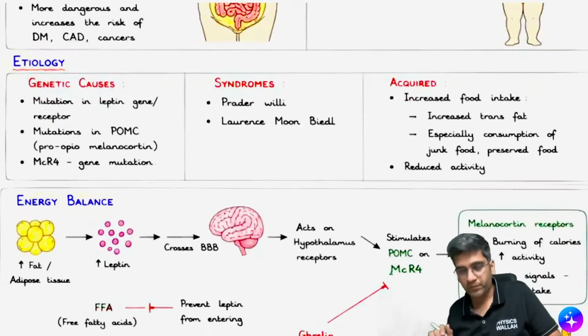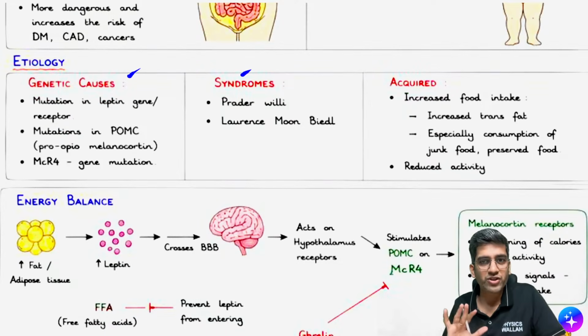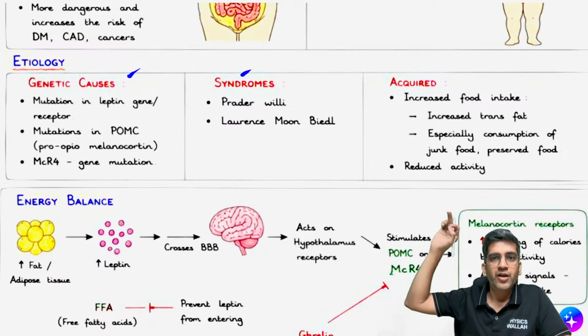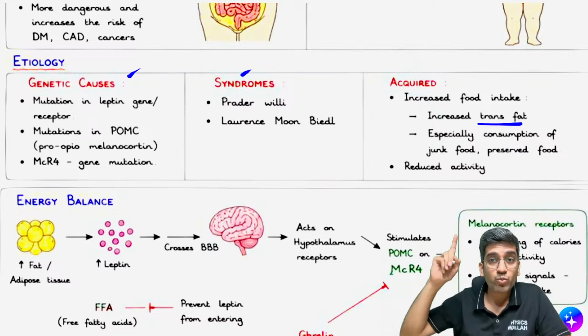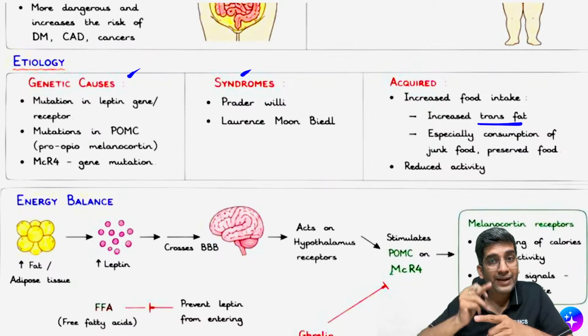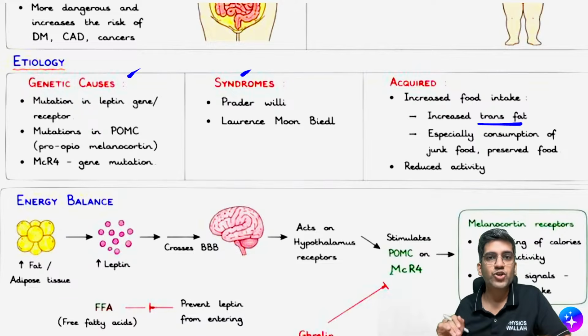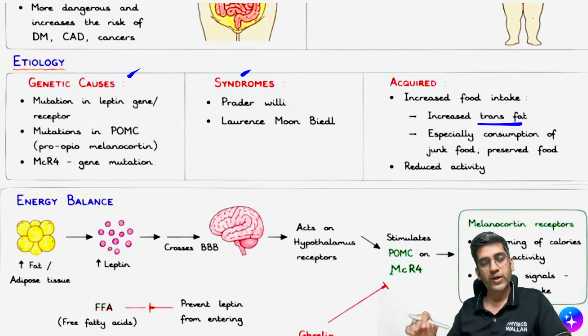Now the causes. This is just for textbook. We know what the cause is: increased intake of food, especially increased trans fat. I want this word to be there. Junk food is the most important thing, plus reduced activity. That is ordering in Swiggy. Ordering a samosa or any junk food, a chips packet or anything on Swiggy is the reason for obesity. Acquired is the most important cause.